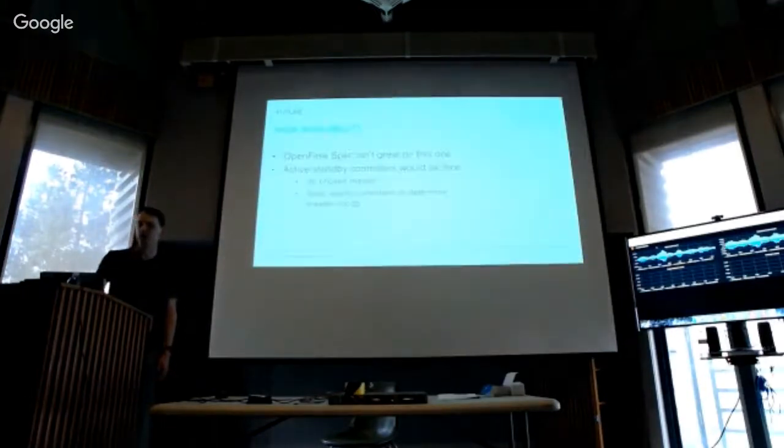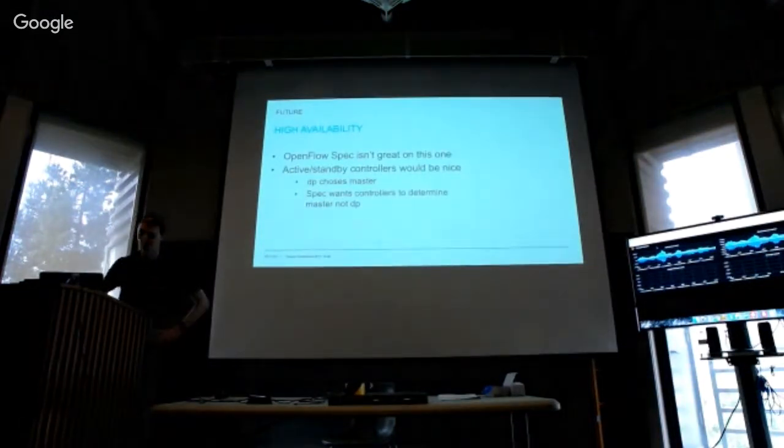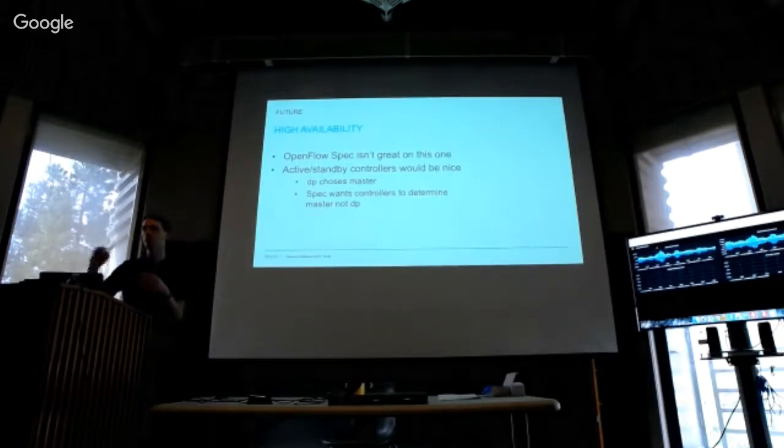And then some of the ideas for the future, things that we'd like to work on. As I mentioned before, high availability. I believe you could make it work at the moment, but I believe it should be easier to make it work. So the ideal for me would be that the switch just talks to one of its controllers, and then when it can no longer talk to that one, it flips over and talks to the other one.